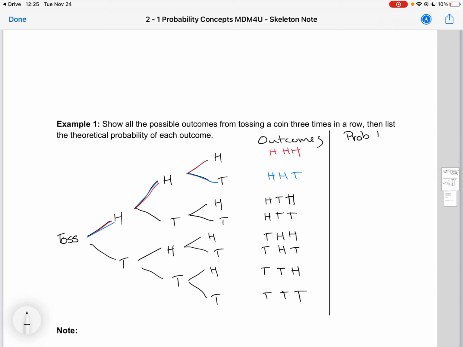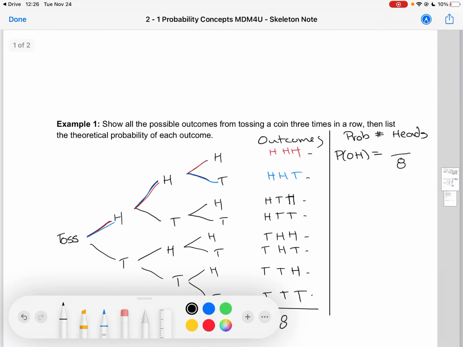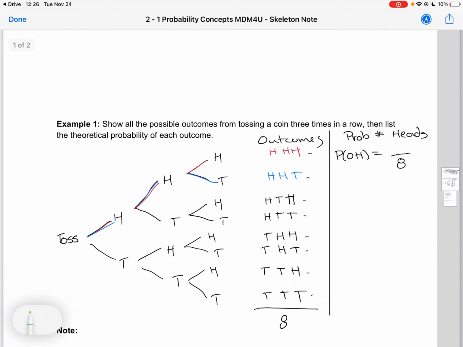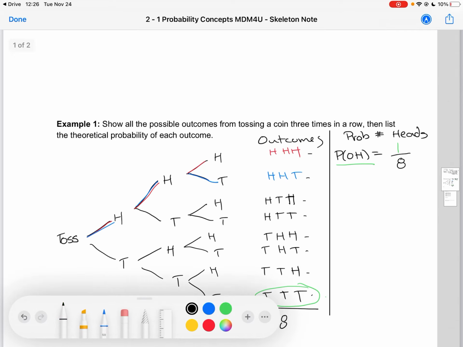So then we'll list our probability based on number of heads. That's the way we'll organize that. So the first way we can look at it is the probability that we get 0 heads. So I'm going to count my total number of outcomes. 1, 2, 3, 4, 5, 6, 7, 8. And then I'm going to count the number of ways that I can get 0 heads. Well, that is only one way right here. So that means 1 outcome out of 8, I'm going to get no heads. So that would be my probability.